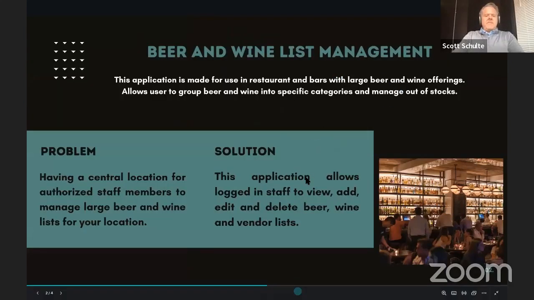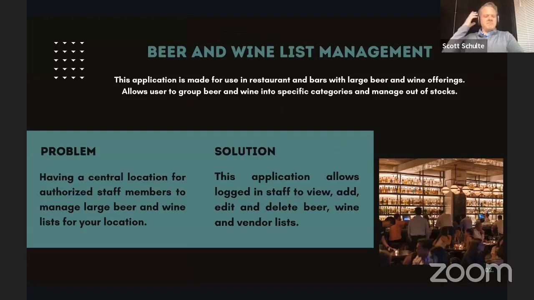My application is currently a beer and wine list management application that is mobile or tablet friendly for ease of use in a fast-paced industry. It's ideal for concepts with large beer and wine offerings. The main problem for me, from prior experience, was having a central and accessible location for authorized staff members to help manage the beer and wine list for any concept I was involved with. That can rotate quite a bit, especially with beers on tap.